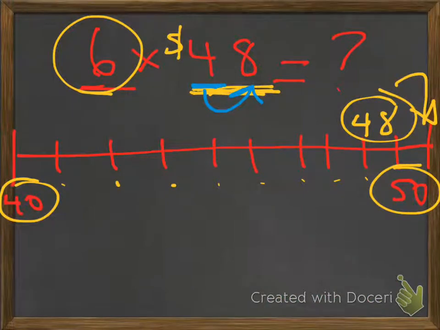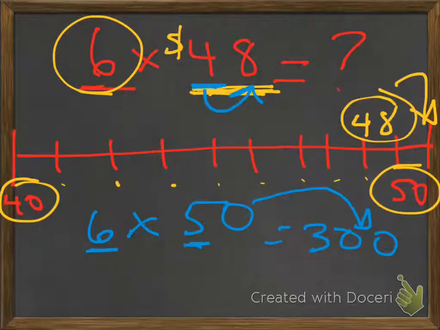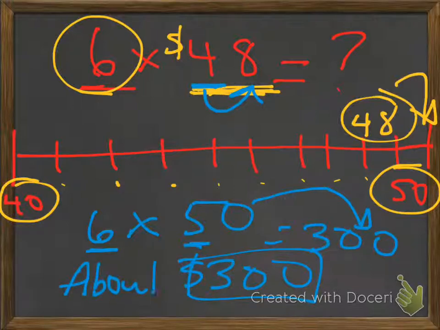So back to here, it's going to become 6 times 50, which makes it much easier to solve, because we know what 6 times 5 is. That's 30. And then add the 0, and we get 300. So that is our answer, about $300. We can actually even write that down. It's not exact, so it's about, we're estimating.